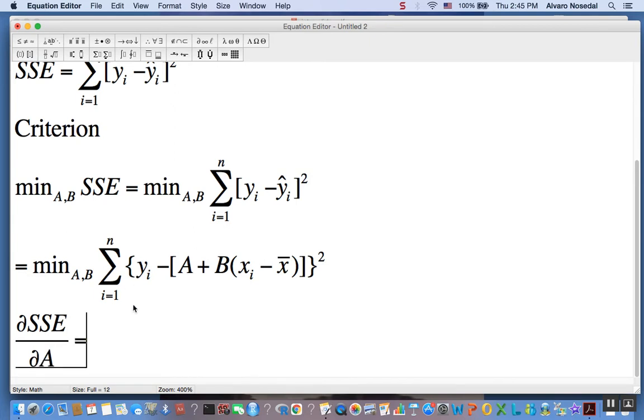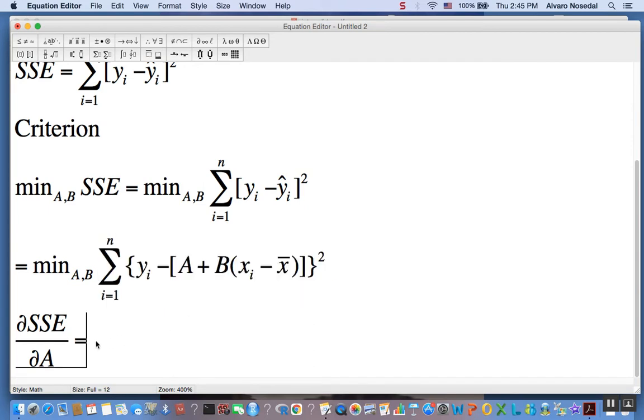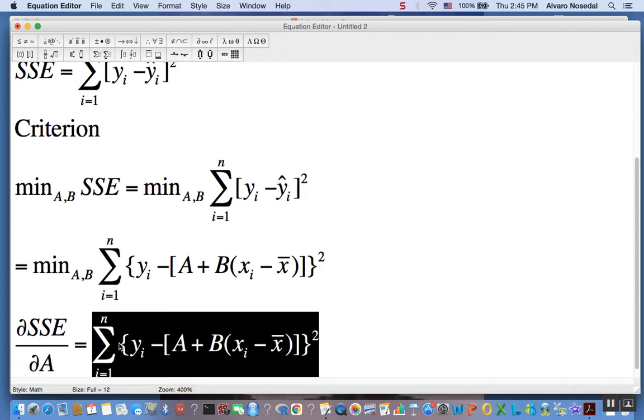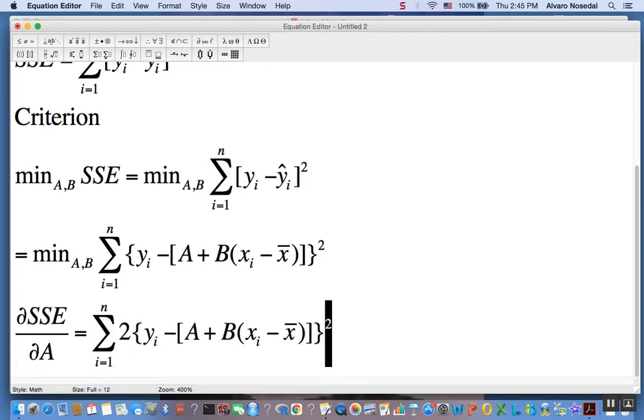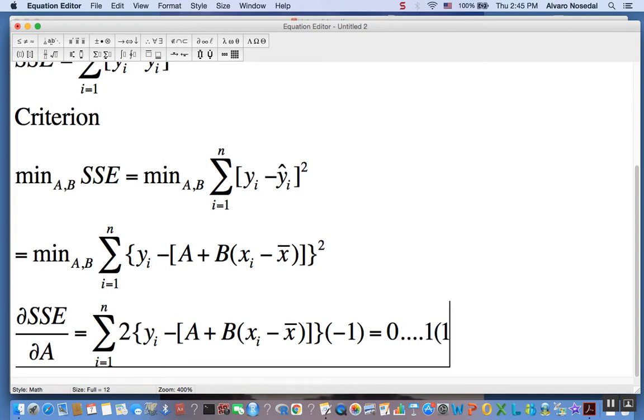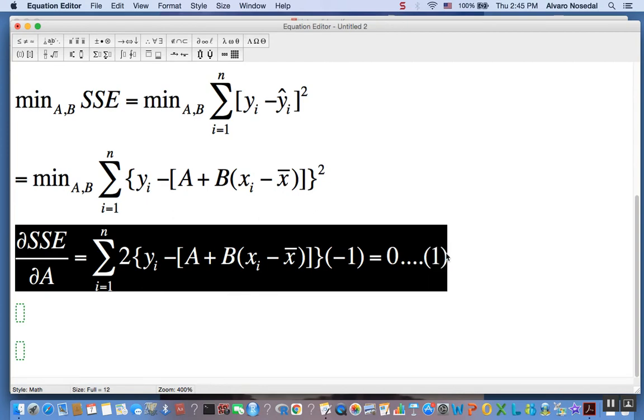So it's going to be the partial derivative of that with respect to uppercase A, so we're going to have 2 times that times the derivative with respect to uppercase A, and then we're going to set it equal to 0. So no problem. That's going to be our first equation. Let's do the same for B.